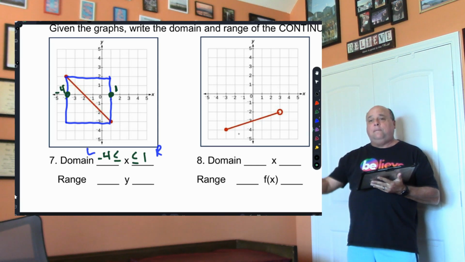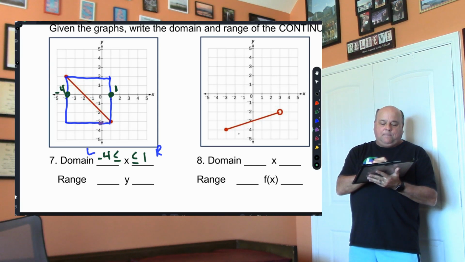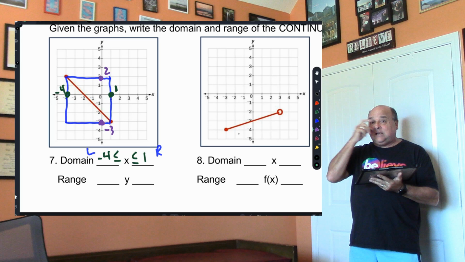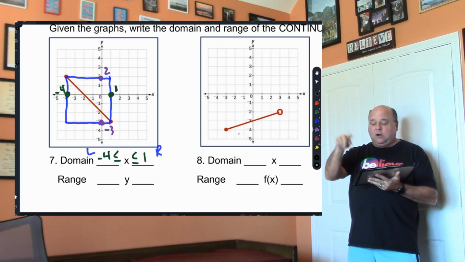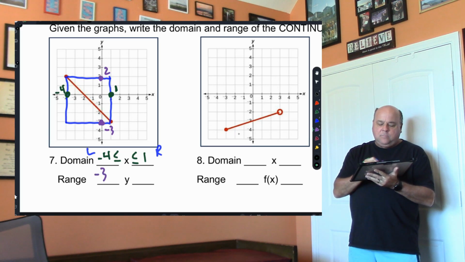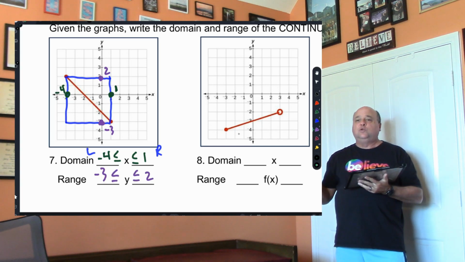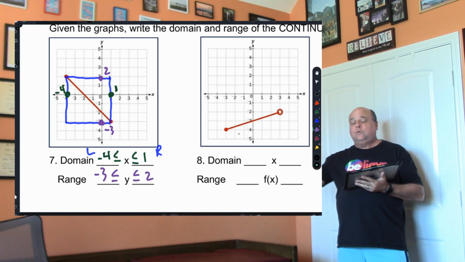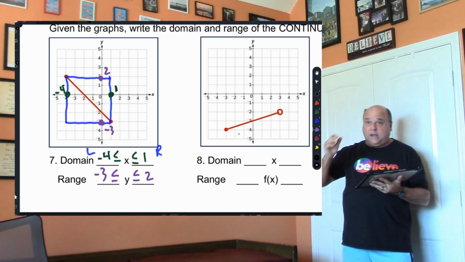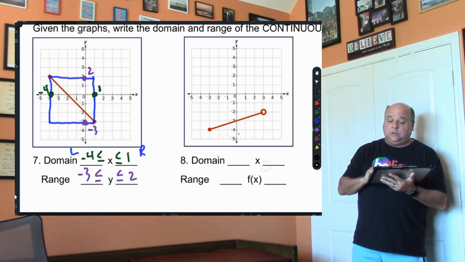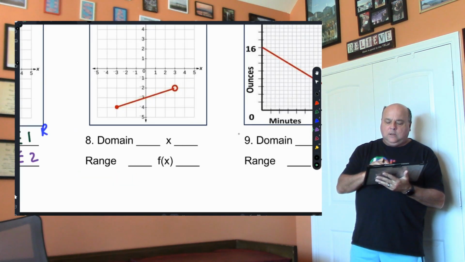Let's get the range. The range will go from the bottom to the top. So my bottom is right here, -3. It's a closed dot. My top is right here at 2, and it's also a closed dot. So we're going to go from the bottom to the top, -3 to 2, and put less than or equal symbols. So it's all the numbers larger than -3, but less than 2. You got to be able to write that in words also. Let's go to the next one.